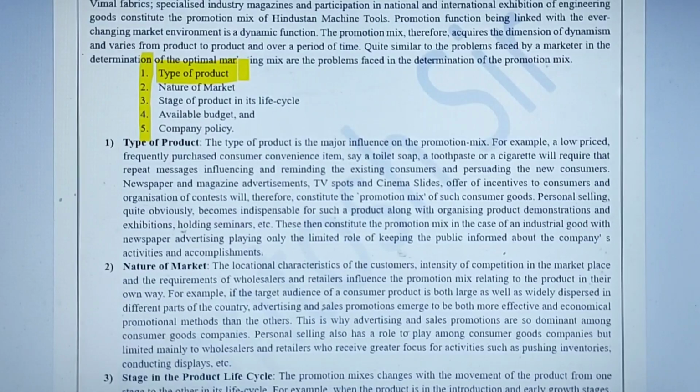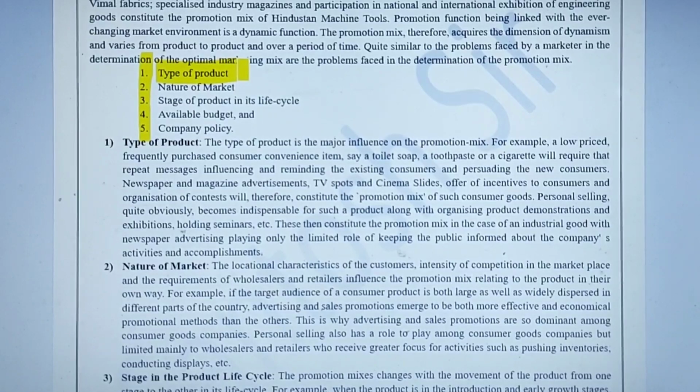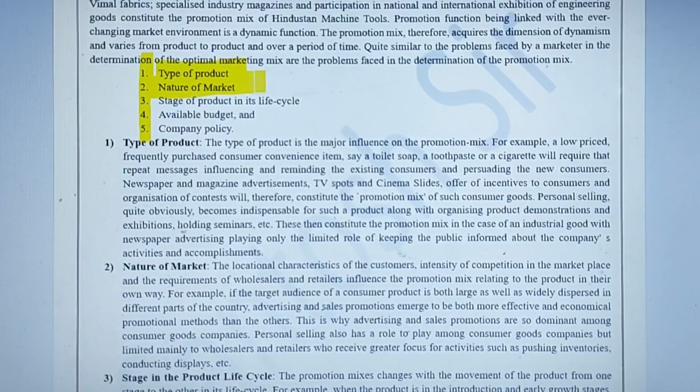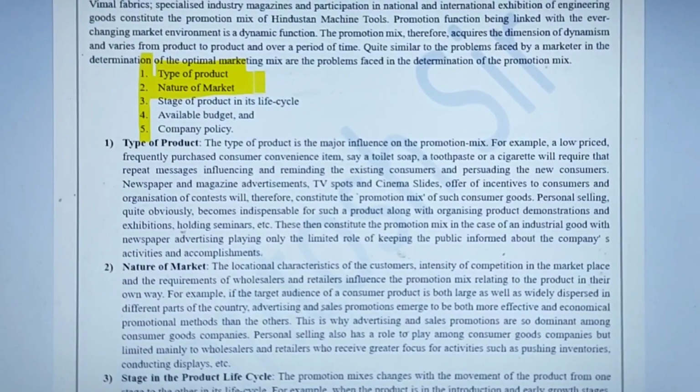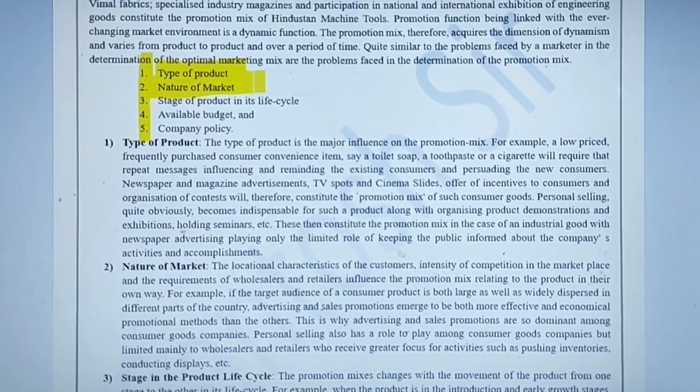What is the type of product? Whether it is a consumer durable or FMCG or a perishable product. So different types of products are there, and accordingly the promotion strategies are set. Then we have nature of market. What is the nature of the market? Characteristics of customers, their income, their buying behavior, and accordingly the company selects the advertising media.